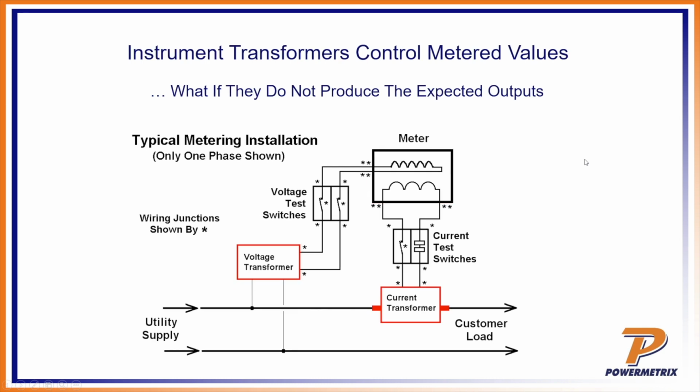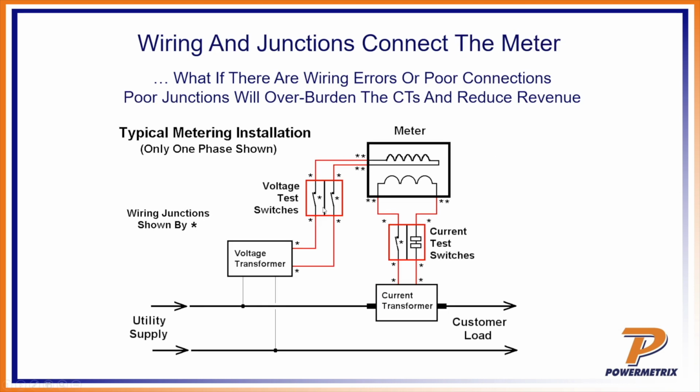But what about the other things at the installation? What about the voltage transformer? What about the current transformer? What if there's something wrong there? Does the meter see that? Does the meter report that? No, it doesn't. What about all the switches and wiring? What about your voltage test switches? What about the wiring in between? What about the current test switches? What about the wiring in between those? Look at all these points where there's some kind of junction. None of those things normally get tested, and the meter cannot see that.